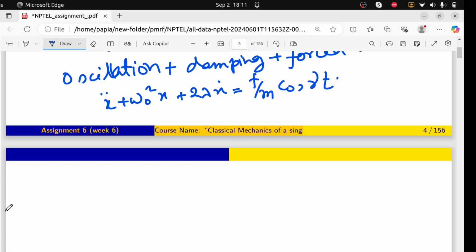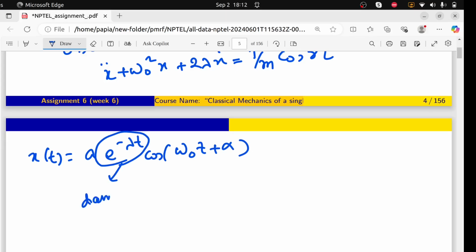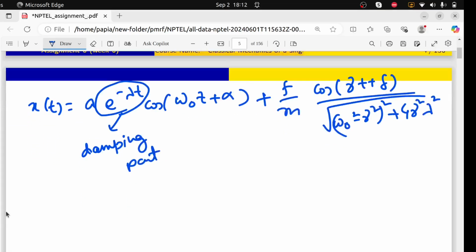Then what will be the possible expression of the z? I'm just going to take the final expression here. The x(t) is like A e to the power minus lambda t cos(omega_0 t plus alpha), and e to the minus lambda t is basically nothing but coming from the damping part. Then here F by m, then cos(gamma t plus delta), divided by root over (omega_0 square minus gamma square) whole square plus 4 gamma square lambda square. So this is the case of that x(t).